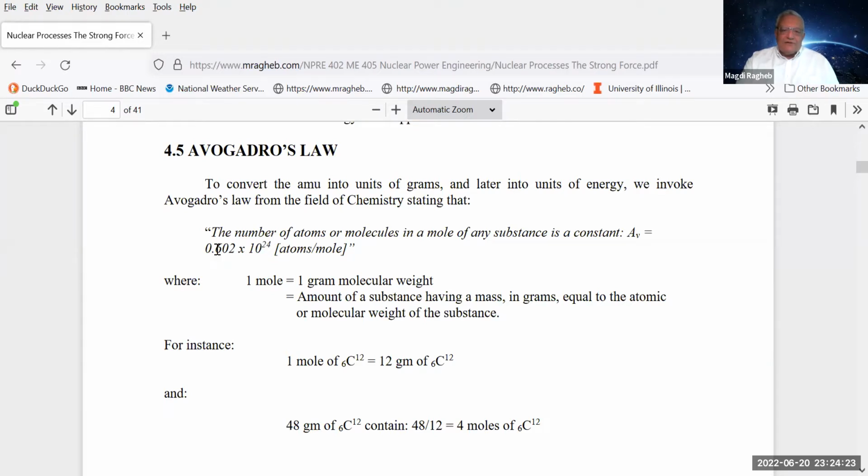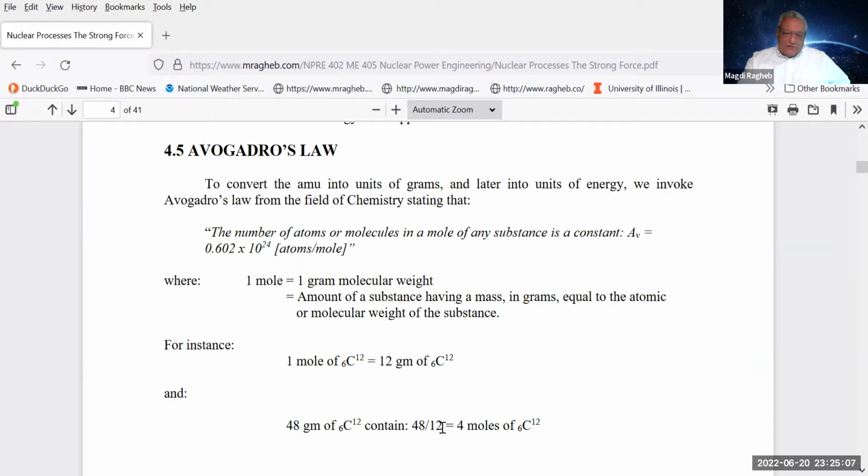In the textbooks, you'll find it listed as 6 times 10 to the 23rd power, which is the same in that case. Coming back to the carbon-12, 1 gram molecular weight or 1 mole of carbon-12 would be equal in that case to 12 grams of the carbon-12 isotope. If you take 48 grams, that would be 48 divided by 12. This is the number of moles now. That would be 4 moles of carbon-12. So to calculate the number of moles, we take the mass of the substance in grams that we are dealing with, divided by the molecular or the atomic weight.